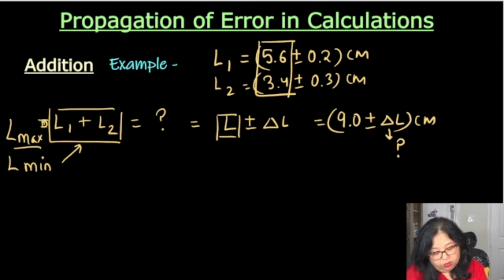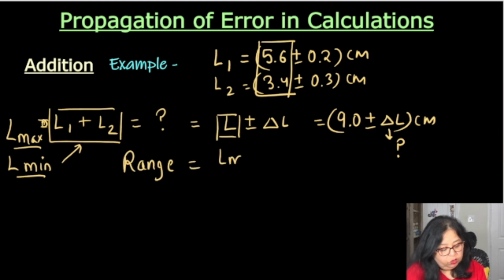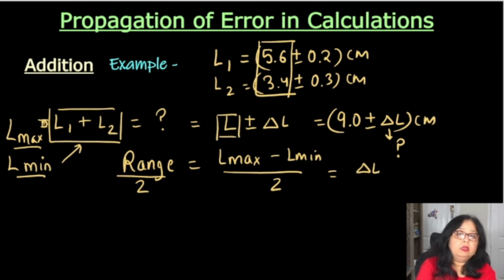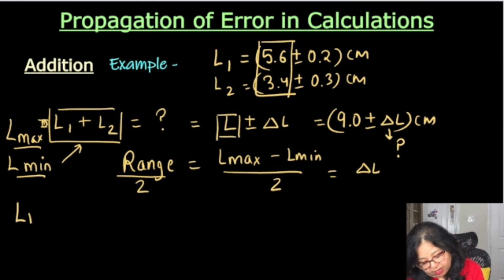And once we have found that, then we are going to find the range of L, which is going to be L max minus L min, and divide this range by 2 and call this delta L. How do we do that? Let's look at that. To find L max, I want to use a different color now.